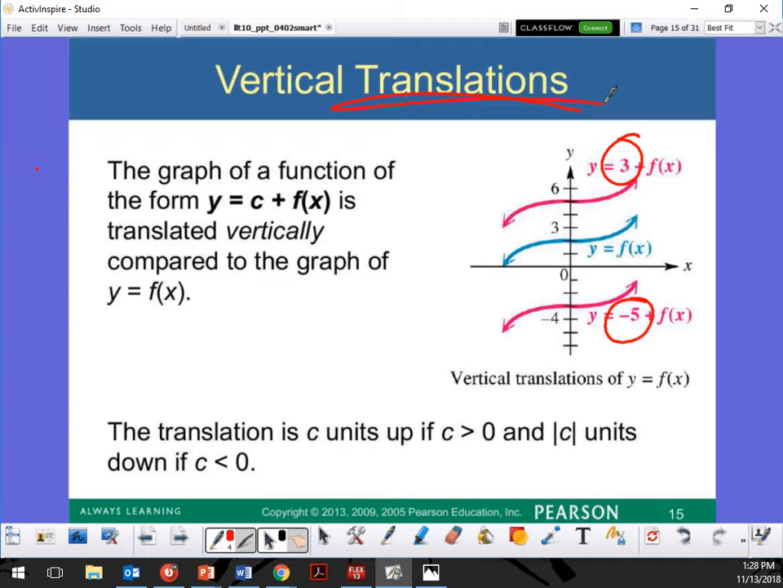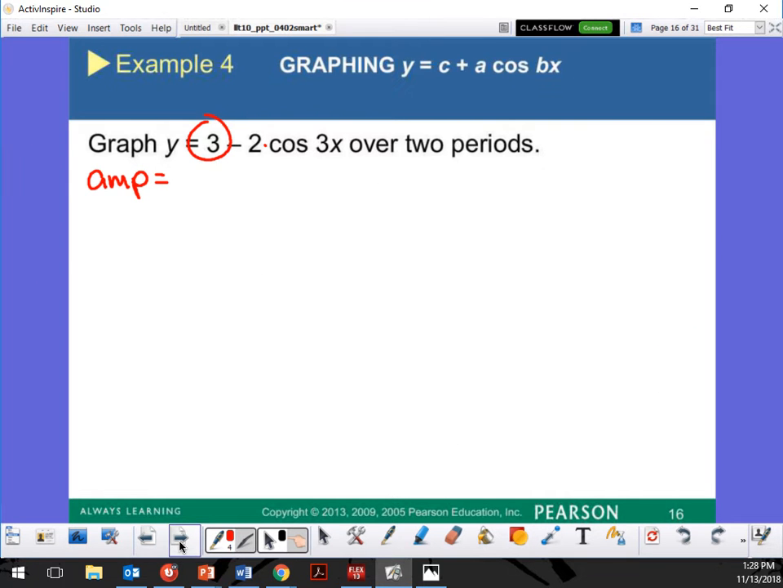Okay, vertical. So my amplitude here is going to be 2 or negative 2. So I'm going to say negative 2 here. Okay, what's the next thing? Find the period.